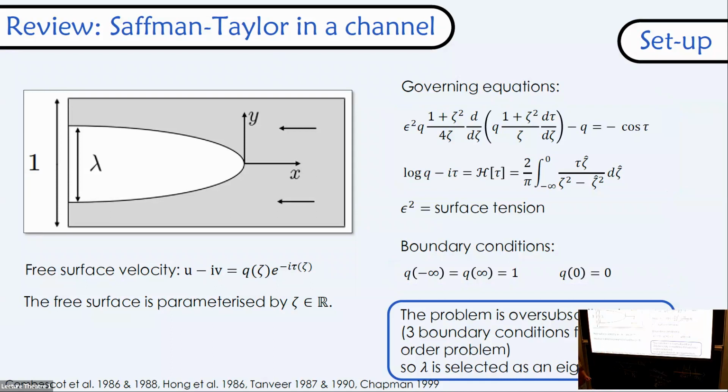And this is one of the interesting parts of this problem: we've got 3 boundary conditions, but as I said a few moments ago, we have a second order differential equation. So the problem is oversubscribed. What ends up happening is that this free parameter lambda ends up being selected as an eigenvalue in the problem.